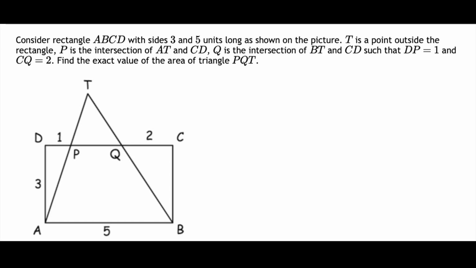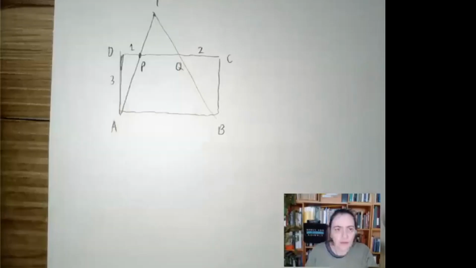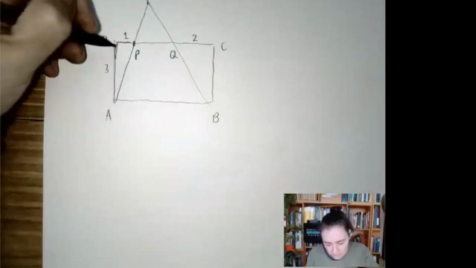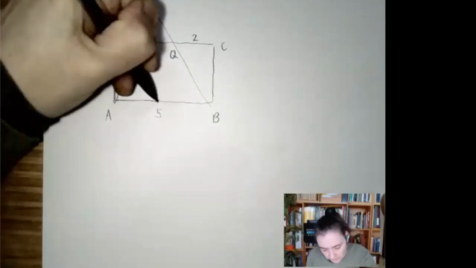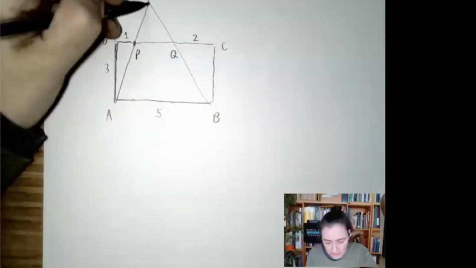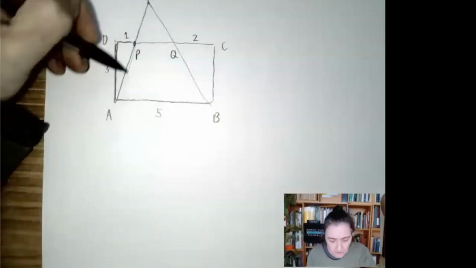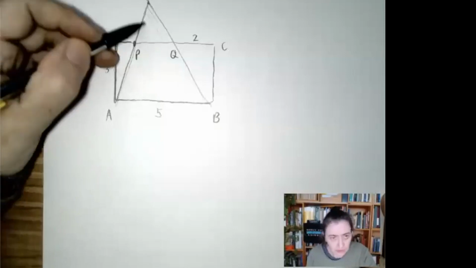All right. So we have this picture. Lots of things are given. We have a rectangle with sides known, 3 and 5. And there are these two straight lines. And the question is, what is the area of this triangle?